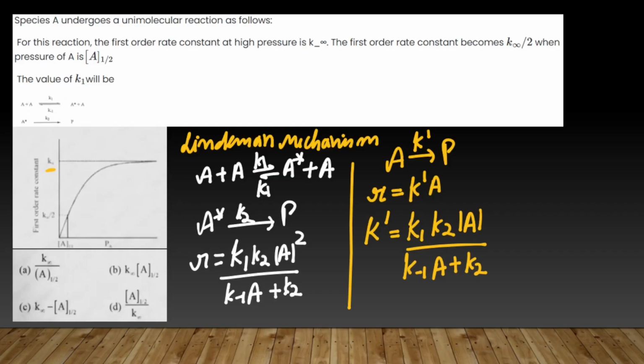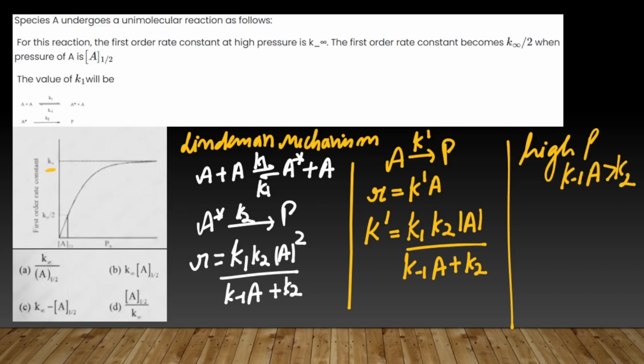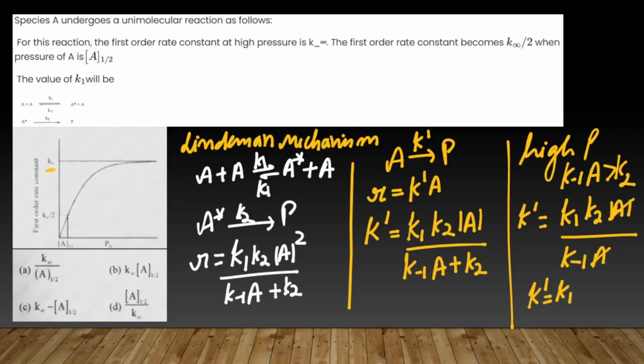Now, if I take this reaction at high pressure conditions, which means K inverse of A is greater than K2, the observed rate constant at that point will become K1 into K2 into A upon K inverse of A. So this A and this A will get cancelled out. So K dash at that point we have as K1 into K2 upon K inverse.